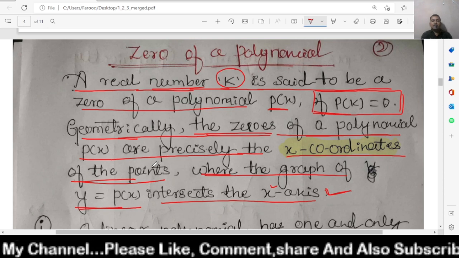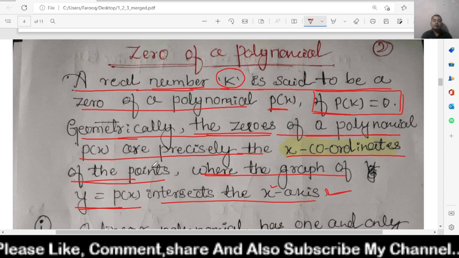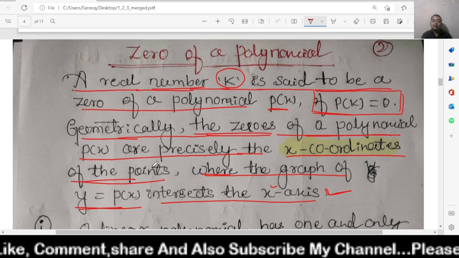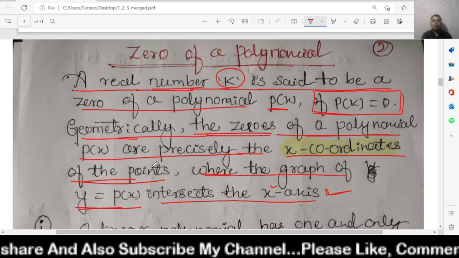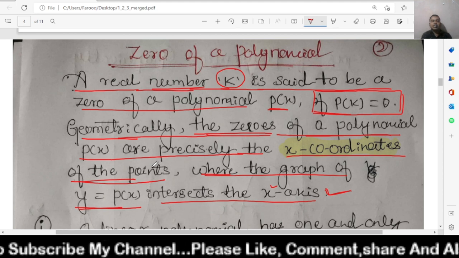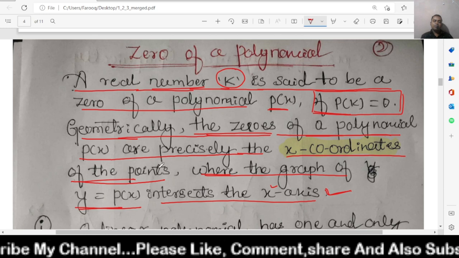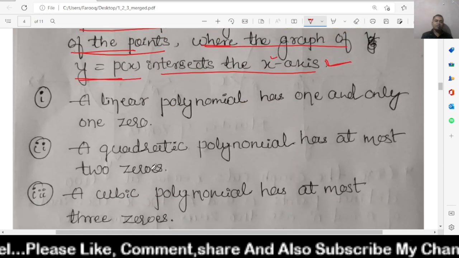Geometrically, the zeros of the polynomial p of x are precisely the x coordinates of the points where the graph of y is equal to p of x intersects the x axis. These x coordinates are called the zeros of the polynomial.